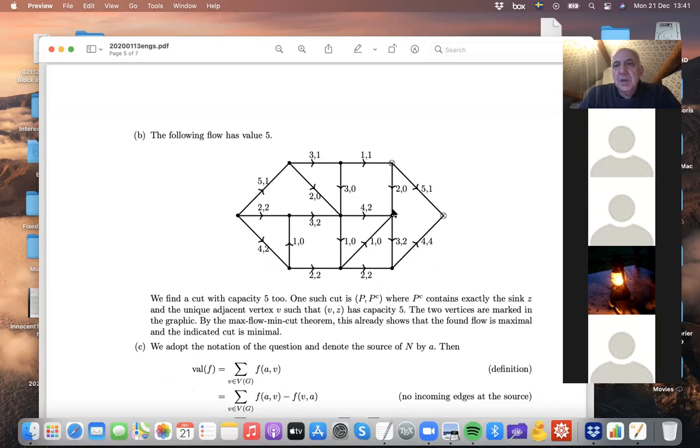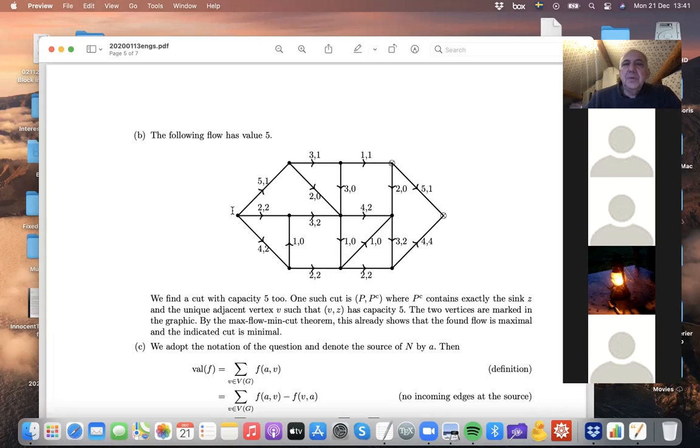The capacity of the cut, if we divide vertices into two groups again, one containing the source and another containing the sink, we count the total capacity of edges going this way from the first group to the second group, add them up. We do not count anything going back. And here is an example of a flow which has value 5.